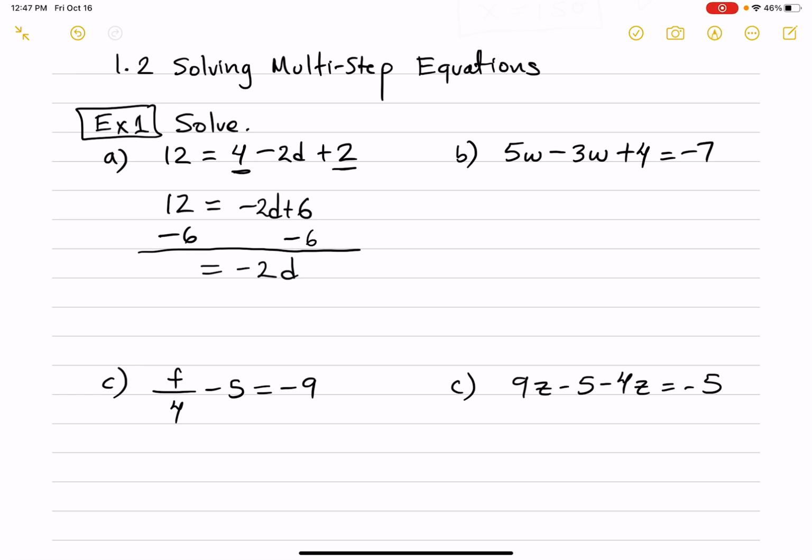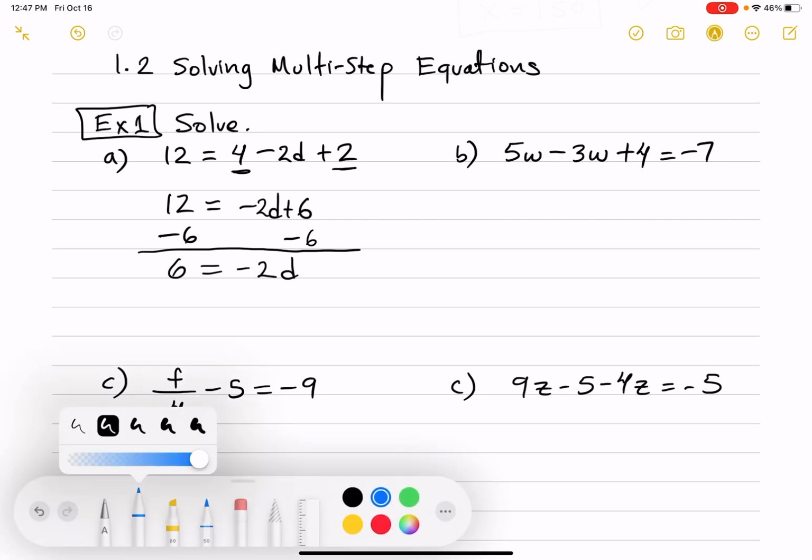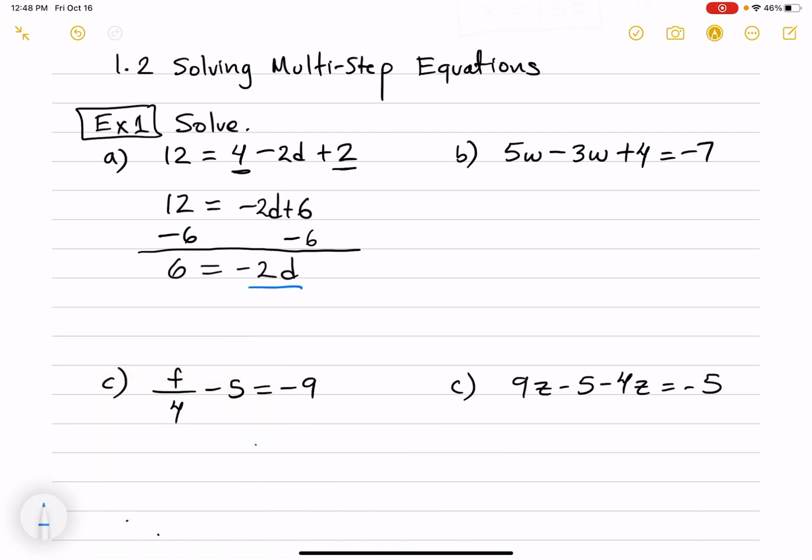And 12 minus 6 is 6. And we can solve this problem mentally here, by asking the question, what number times negative 2 makes 6? Or we could go ahead and use inverse operations, and that inverse operation would be to divide by negative 2 instead of multiplying by negative 2. That way we get negative 2 divided by negative 2. A number divided by itself is 1, so that should be 1d. And 1d equals 6 divided by negative 2, which is negative 3. And so d, the value of d, is negative 3.